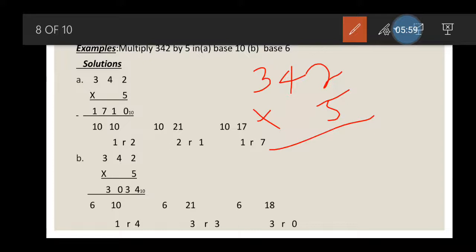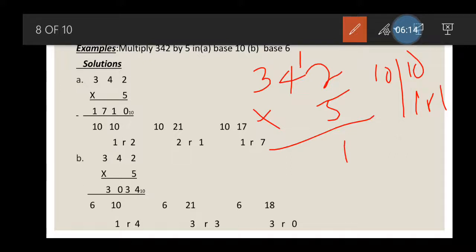Okay, 5 times 2 is 10. But we are working in base 10, so we need to divide 10 by 10. 10 in 10 is 1 remainder 0. So that remainder comes here as 1, and this one comes up.